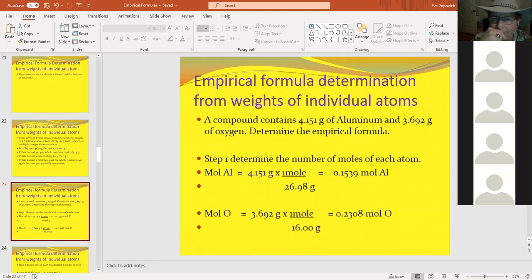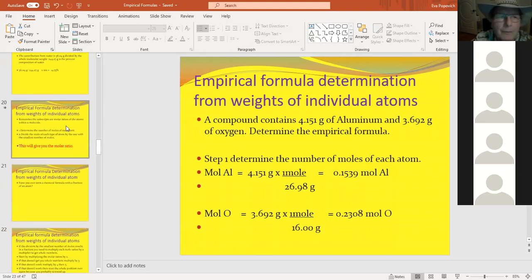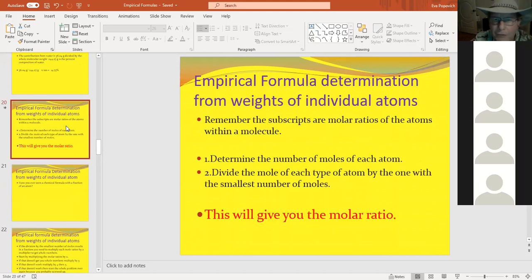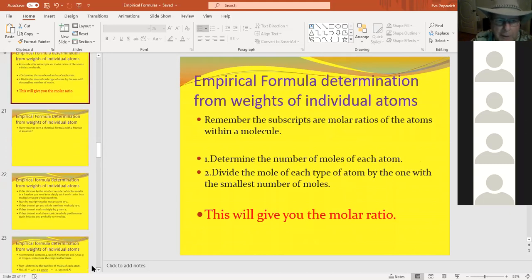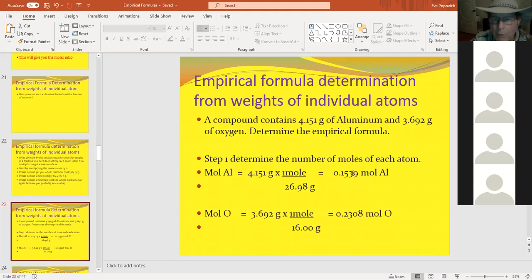The mole. Which one did I say? Divide the moles. Which one, Min? I have the moles already, Min. I've got 0.1539 moles of aluminum and 0.2308 moles of oxygen. Yes, you divide by the smaller one, 0.1539.